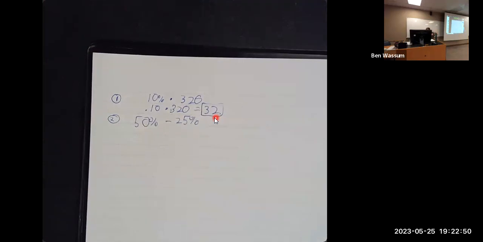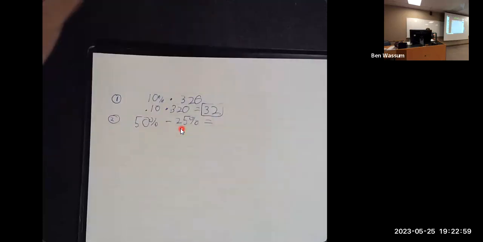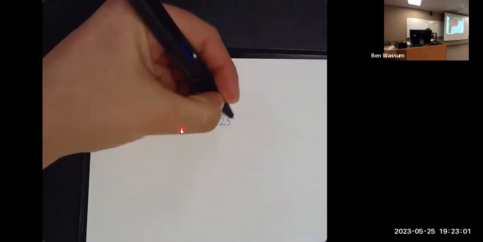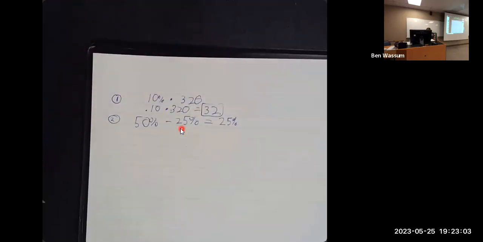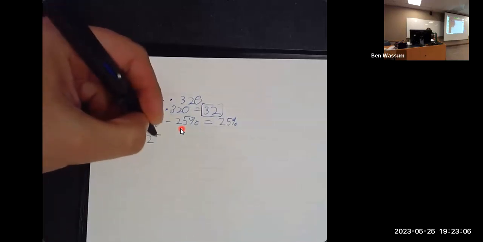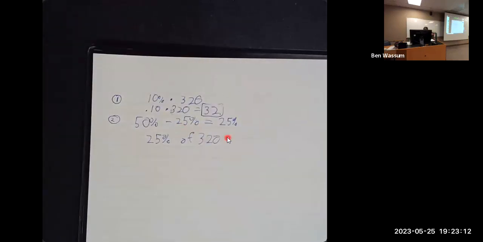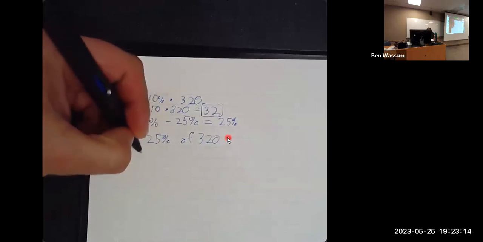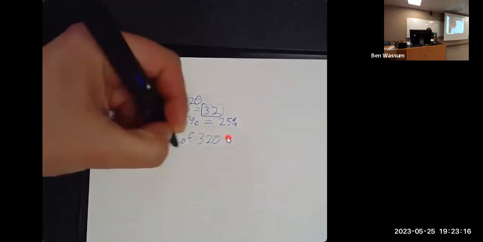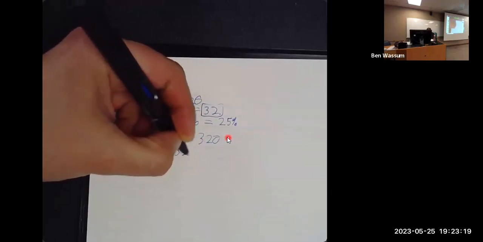The second one is asking for how many more people preferred pepperoni over cheese. So you find the difference in those percentages, which is 25%. And now we need 25% of that 320. So we're going to multiply those, 0.25 times 320. We get 80.